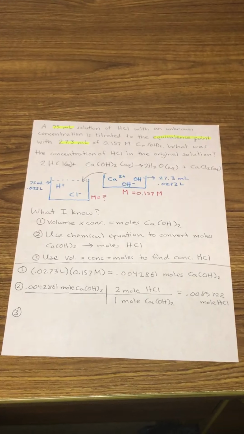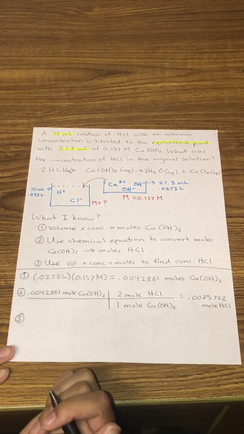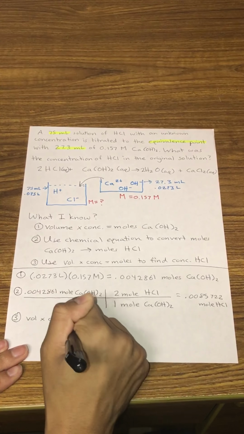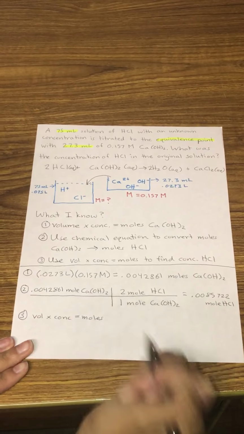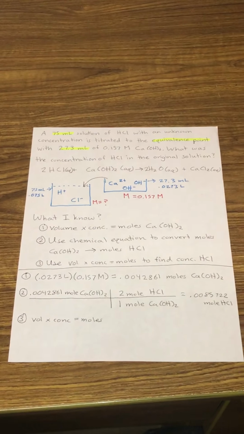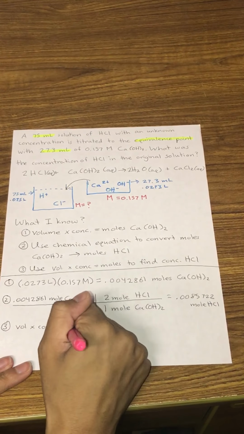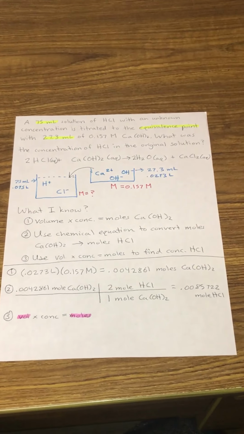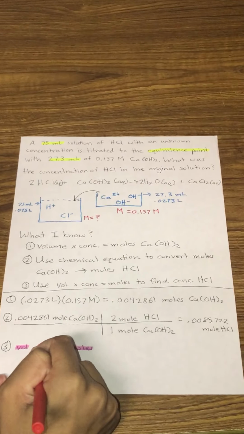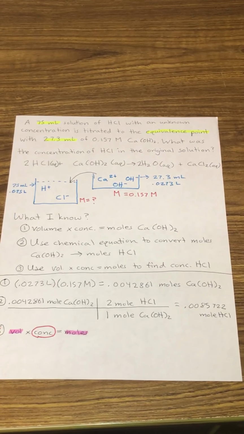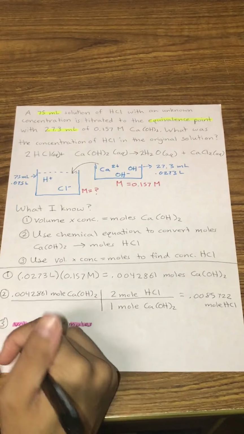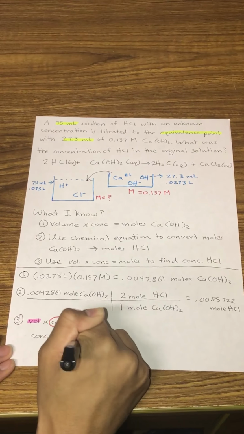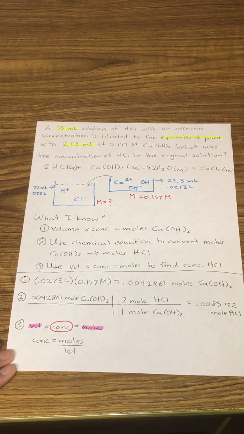And now our third step will be to find the concentration of HCl by using the volume and the moles of HCl. So volume times concentration equals moles, and we know that we have the moles of HCl and the volume of HCl, but we need to find the concentration. So we'll go ahead and rearrange that equation, and so we'll get concentration equals moles over volume.